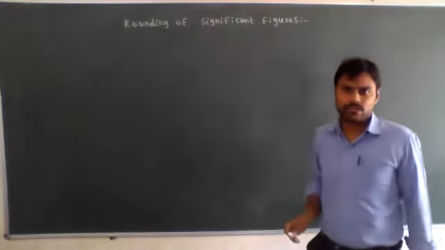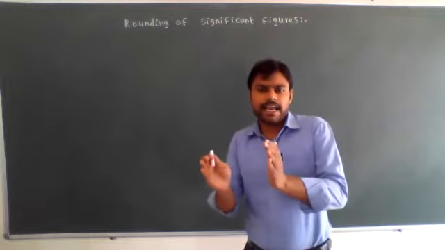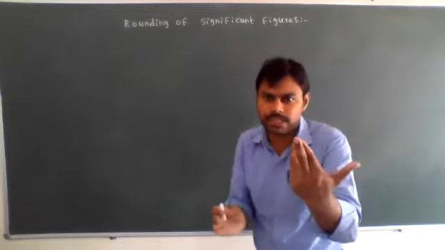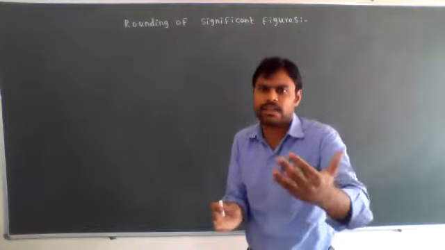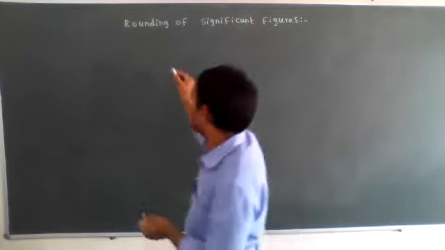Rounding of significant figures means the resultant value we have to round off to 2 significant figures, 3 significant figures, or 5 significant figures, like that questions they are asking. See one example.